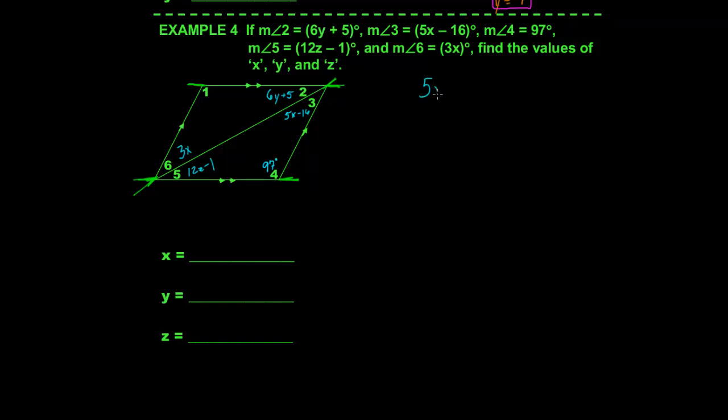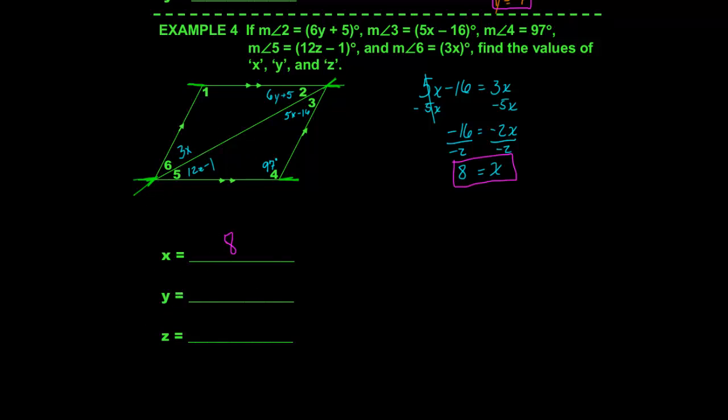So I can say 5x minus 16 equals 3x. Subtract 5x. Negative 16 equals negative 2x. Divide both sides by negative 2. You'll be left with x equals 8. So we have determined that our x is equal to 8.